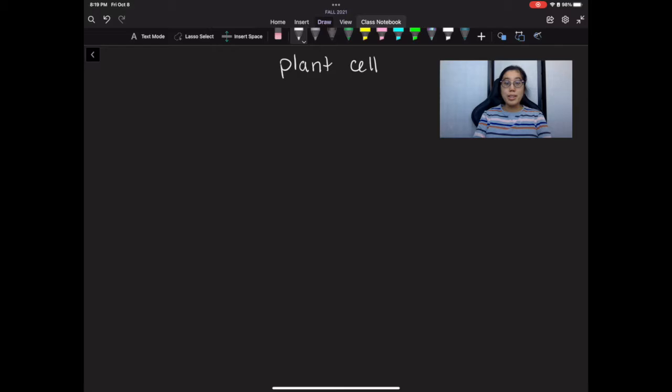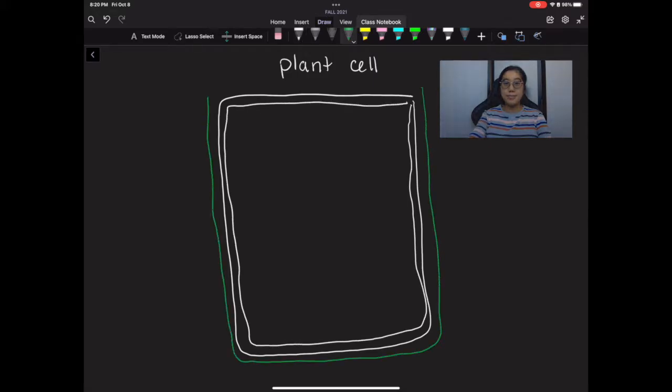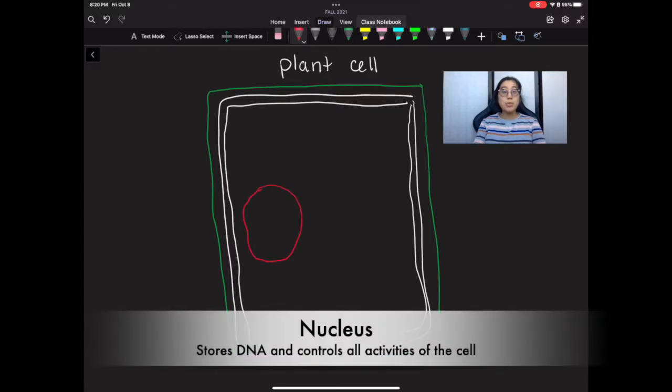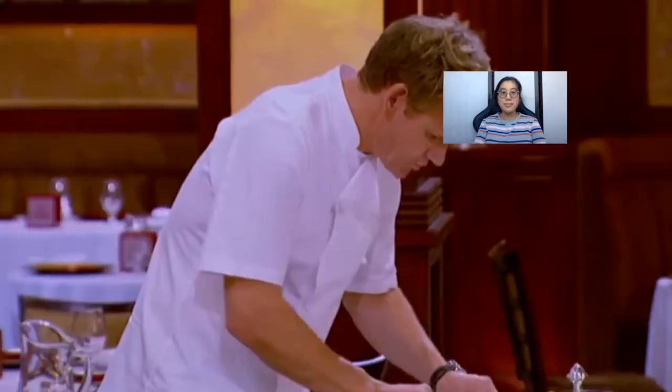Let's start with the plant cell. Draw 2 inner rectangles and draw 1 outer rectangle as our basic structure. Let's start with the nucleus. The nucleus is responsible for storing DNA and controls all activities of the cell, like a restaurant manager who controls all the operations in a restaurant.